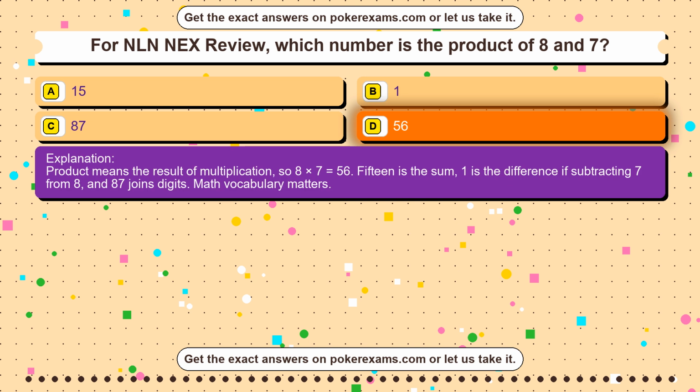Substituting 7 for x gives 3 times 7 equals 21. Option B and C place digits together instead of multiplying, and option D adds 3 and 7. Algebra questions often require direct substitution.